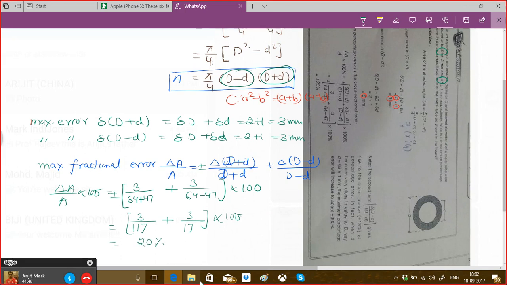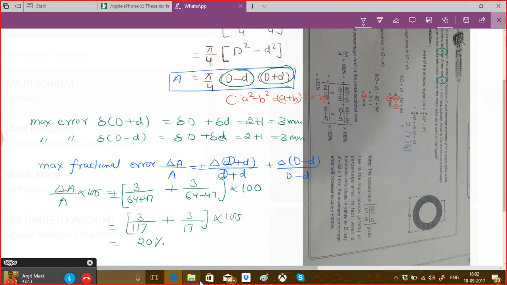But sir, there is a note here. It says the second term, del D upon D over D minus d, gives rise to a major source of plus or minus 18% of percentage error. In fact, when small d becomes very close to the value of larger D, say d equals 63 plus or minus 1 millimeter, the maximum percentage error will increase to about plus or minus 300%. What do they mean by this?